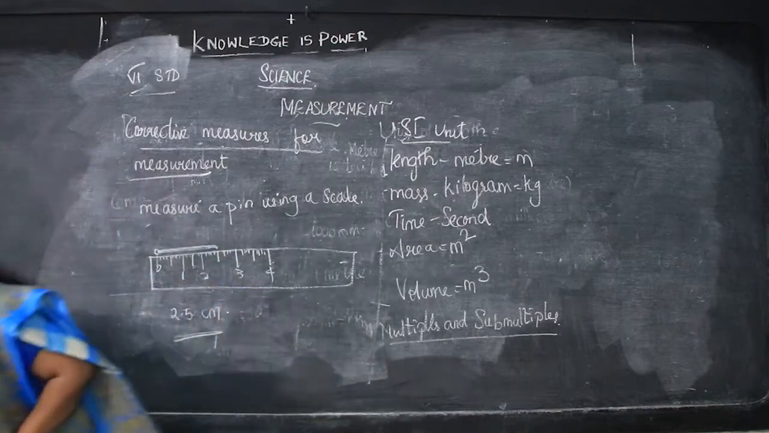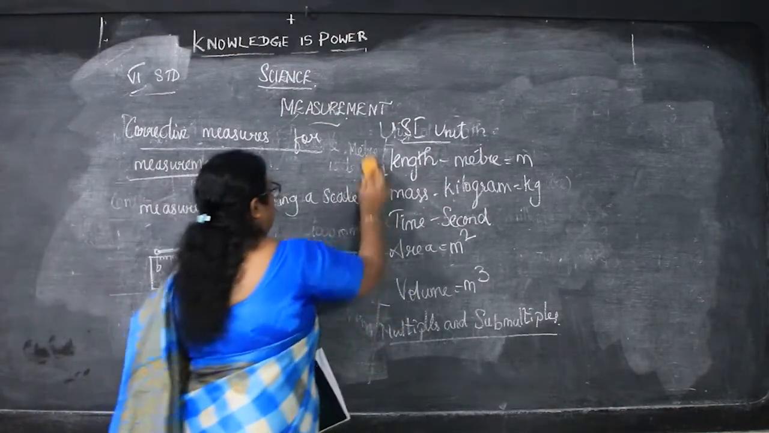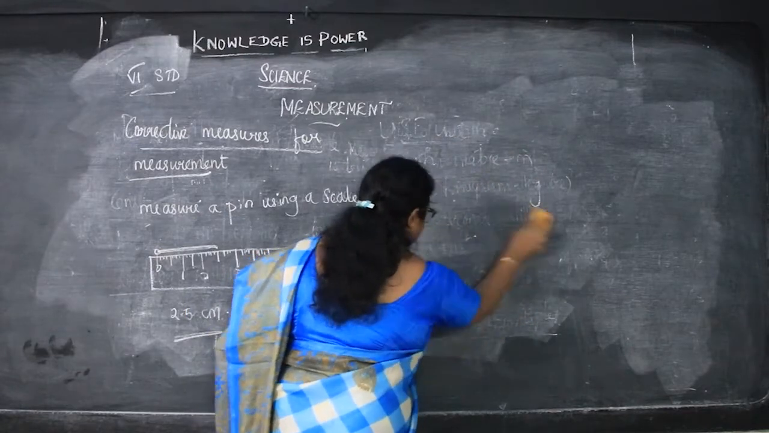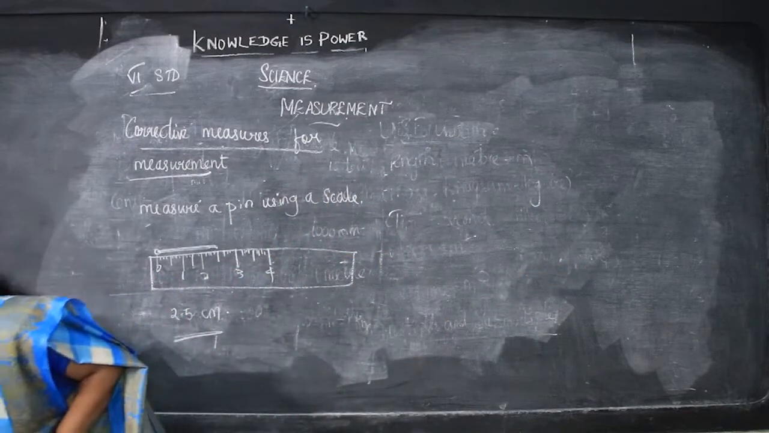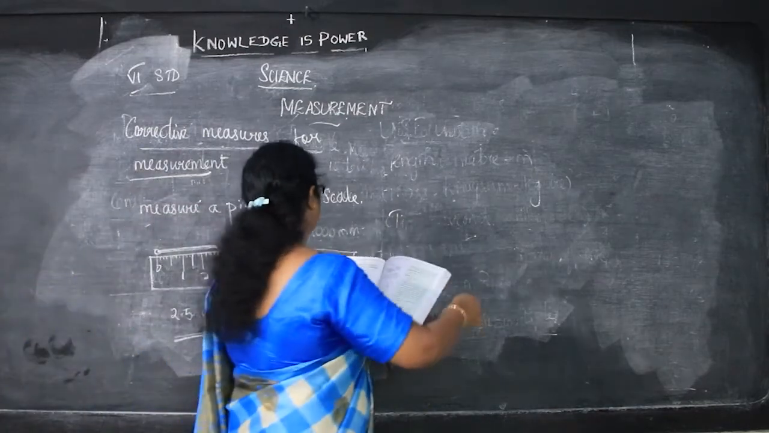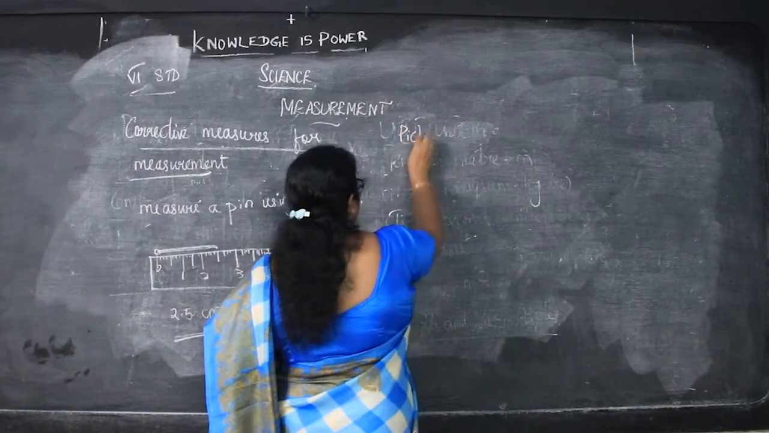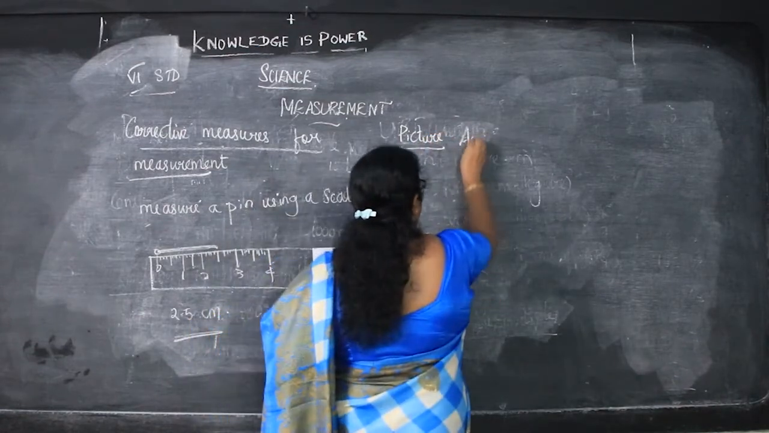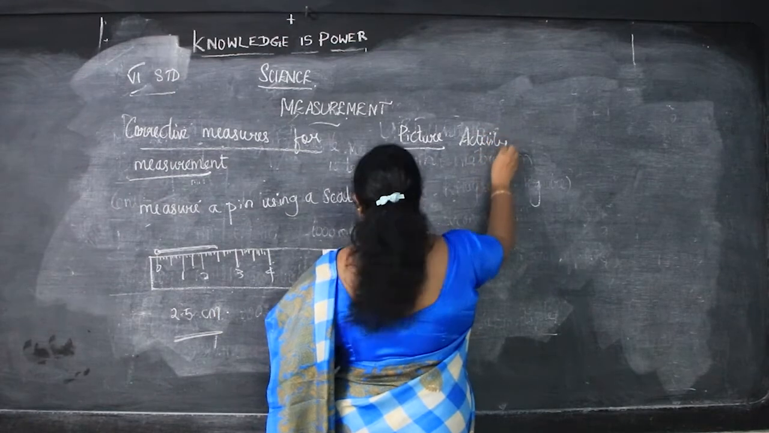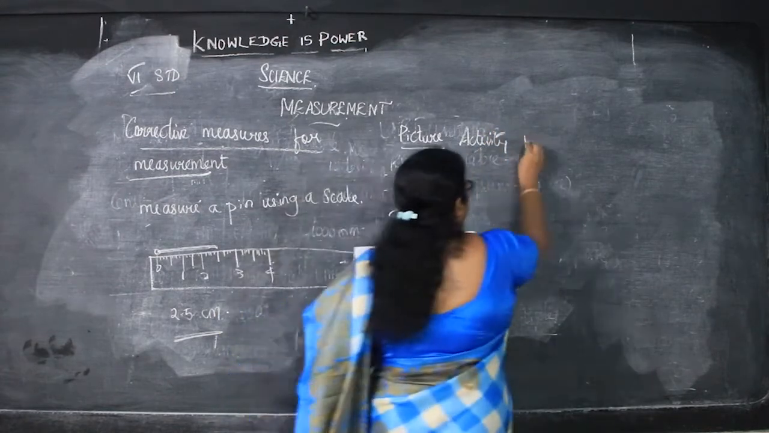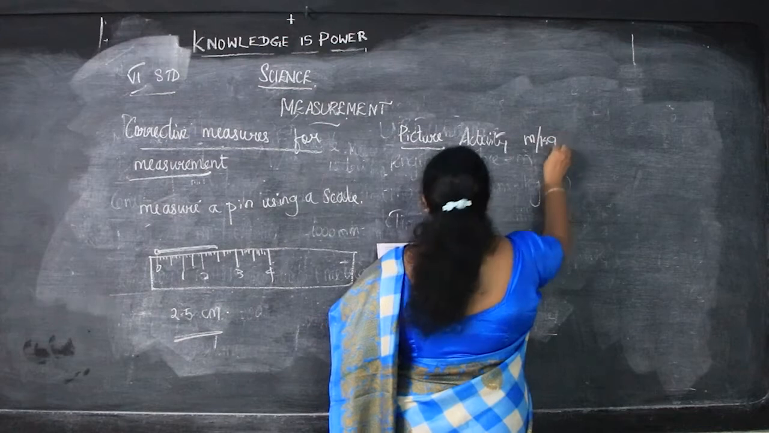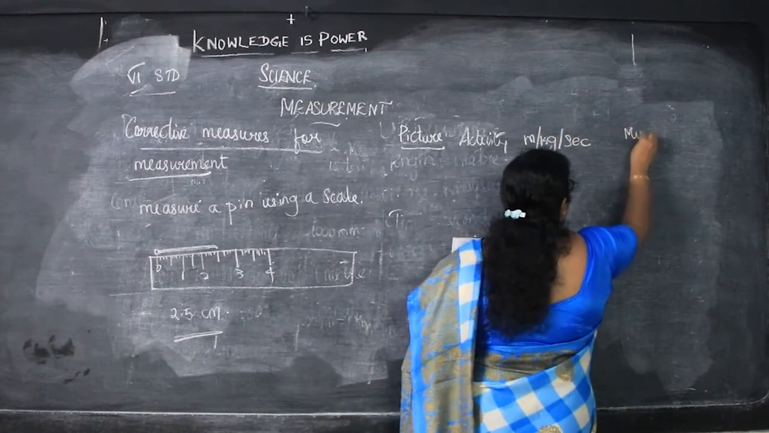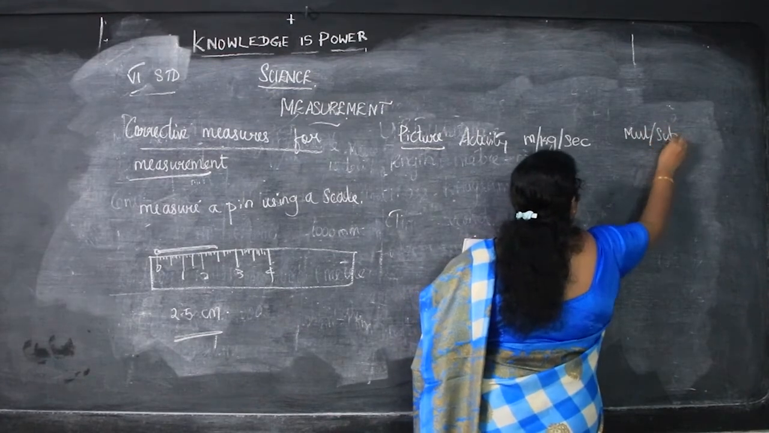Now, the picture is given here, then the activity, then measuring unit, that is mass, kilogram and seconds, then multiples and sub-multiples.